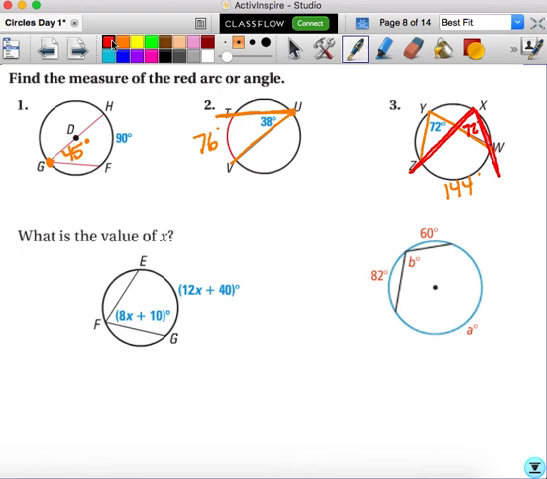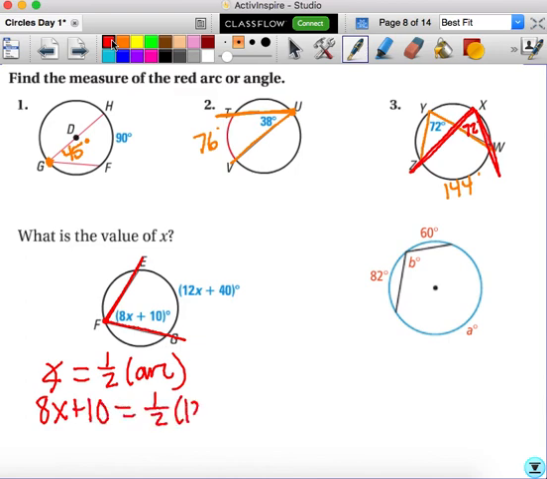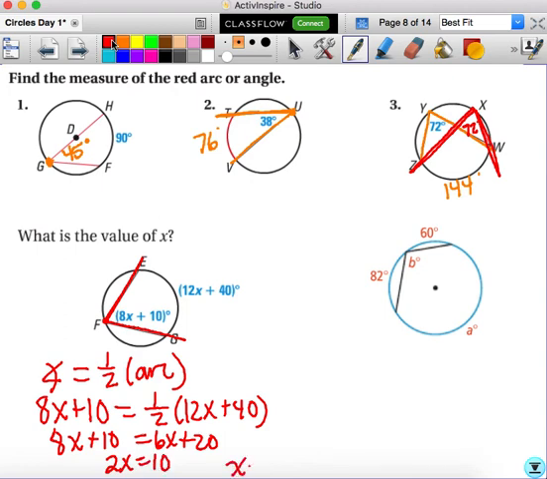Two more questions down here. This is our angle sitting with its vertex on the edge of the circle. So remember that the angle equals half of its arc. So looking at that, 8x plus 10 should equal half of 12x plus 40. Distribute 6x plus 20, and then solve like we always would. I end up with an x value of 5.